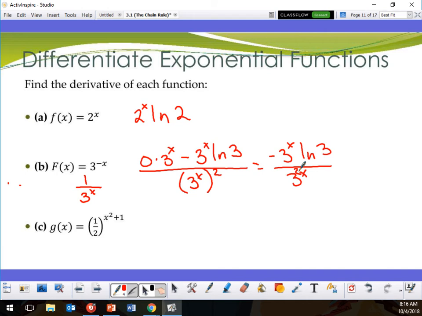3 to the 2x. Now, can I cancel out one of those? Say yes. I can cancel out one of those. So if I cancel out one of those, what's going to happen on top? That 3 to the x goes away, right? So it's going to be left with negative ln of 3 over 3 to the x.